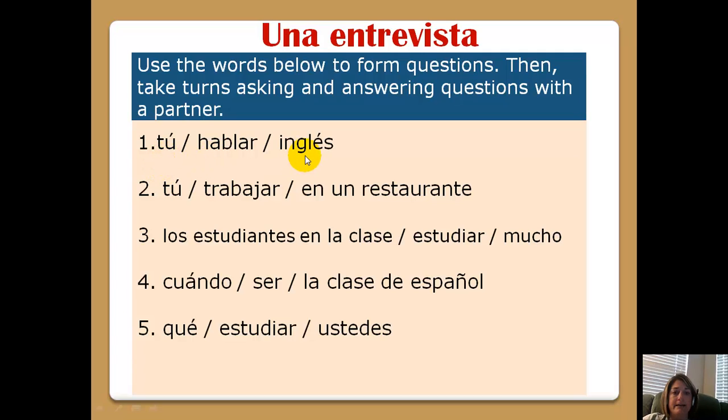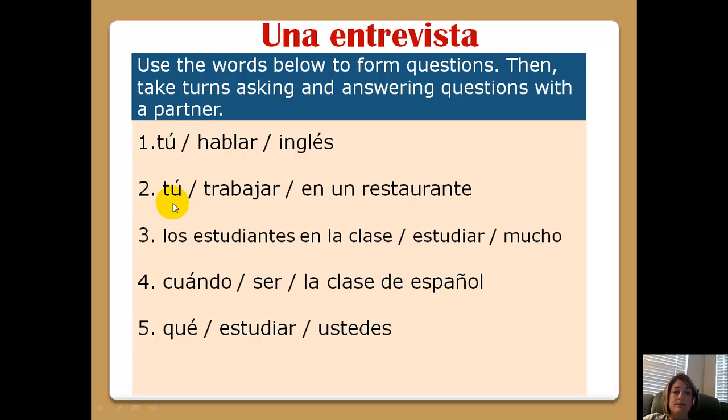¿Tú hablar inglés? So the question we want to ask is, do you speak English? Here are your three ways of doing that. ¿Tú hablas inglés? The important thing is you have question marks around that. Or, ¿hablas tú inglés? Or, ¿hablas inglés tú?